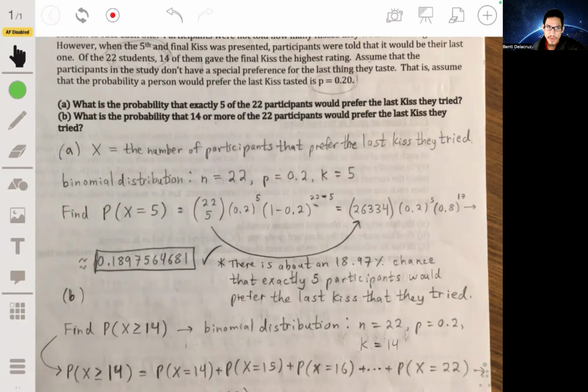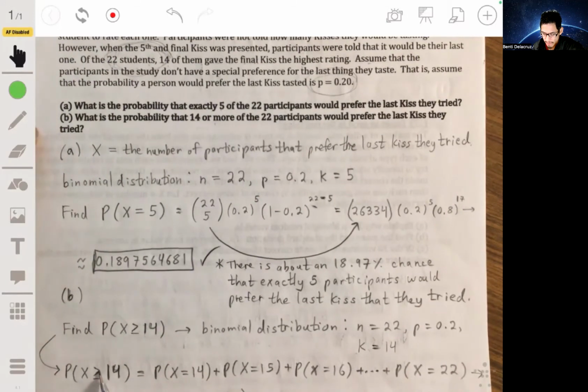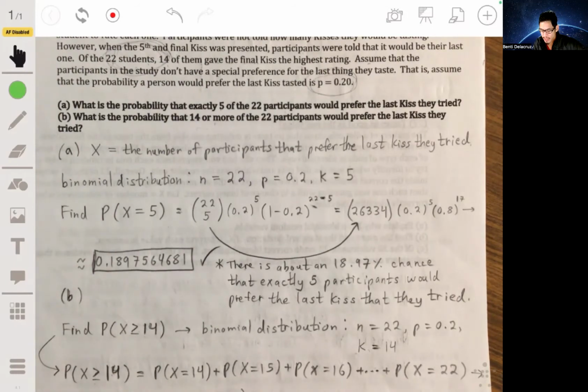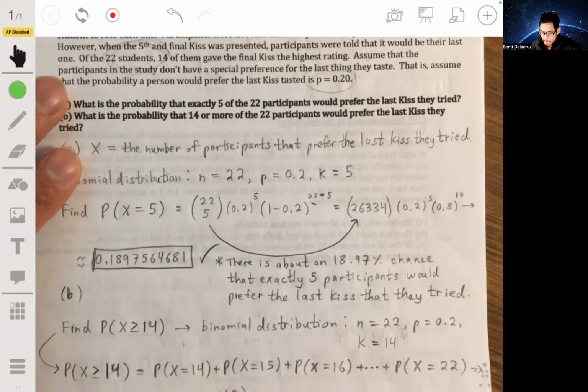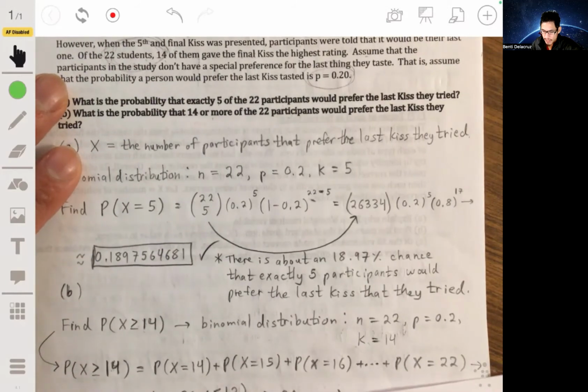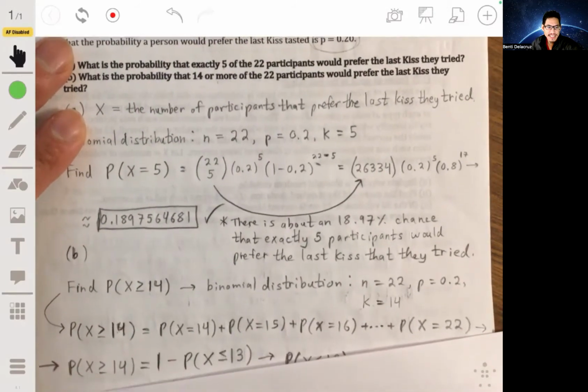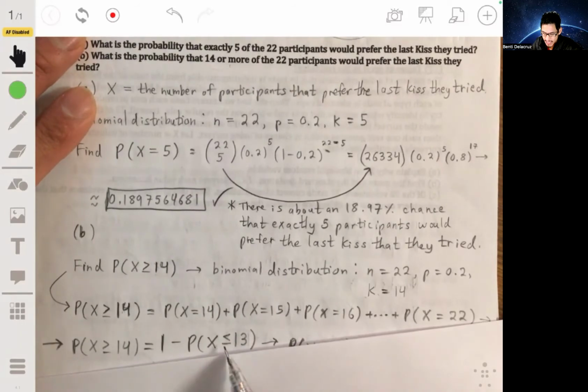But first, understand this, because if you understand this, going back to the basic probability rules, we're going to use the complement rule to figure out that the probability that x is greater than or equal to 14 is the complement of x being less than or equal to 13. So the probability that x is greater than or equal to 14 will be equal to 1 minus the probability that x is less than or equal to 13.